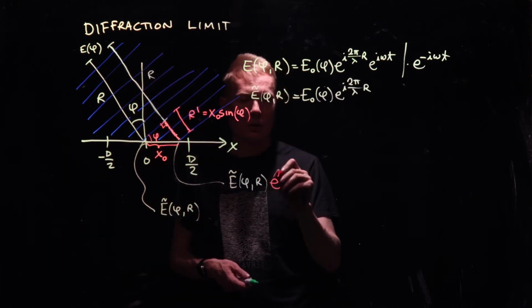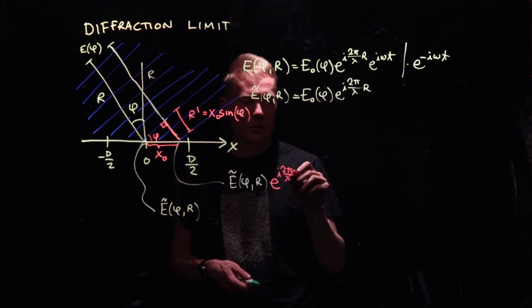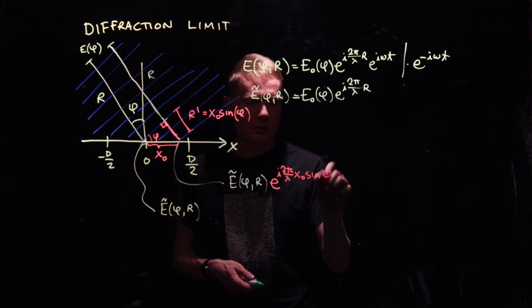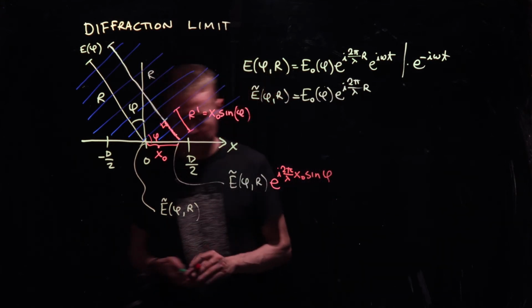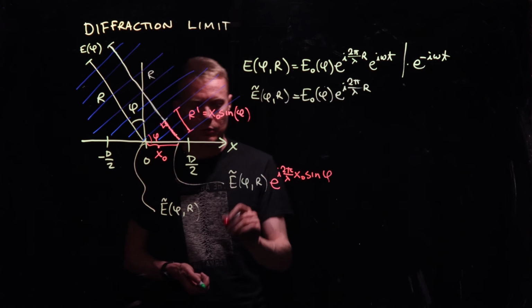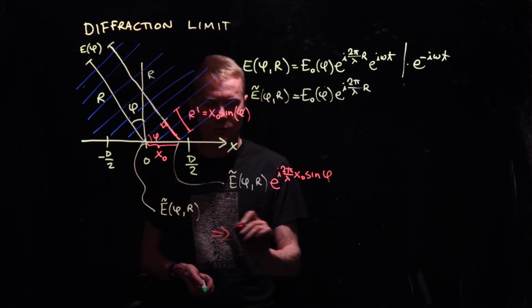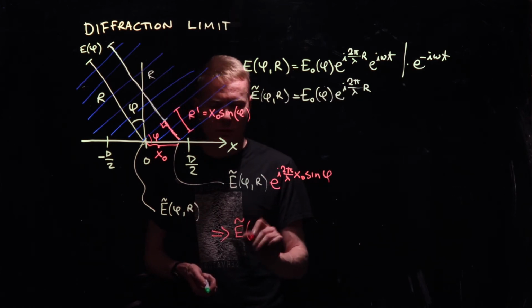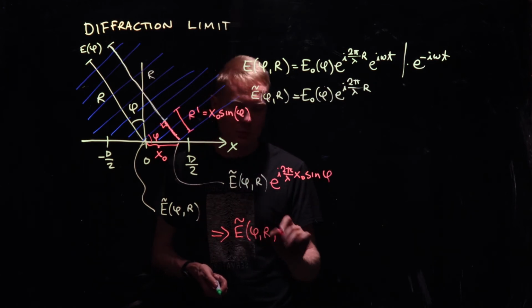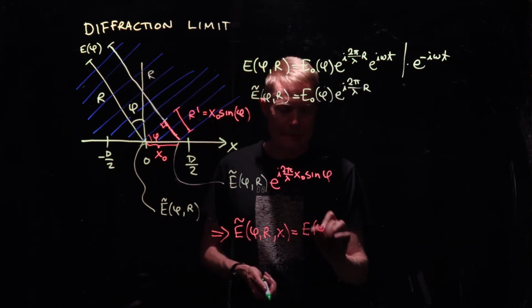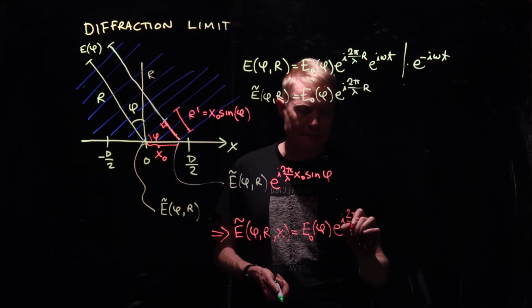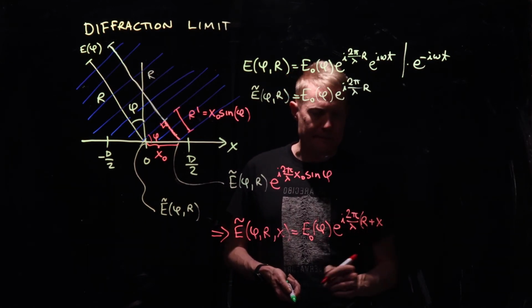And now using the plane wave approximation, we can see what additional phase increment has to be added to the electromagnetic wave at position x. We're going to do one more approximation before we proceed. We're going to assume that sine of phi is very small. And now we have an expression for the electric field as a function of phi, r, and x.